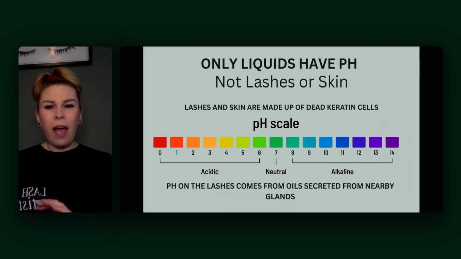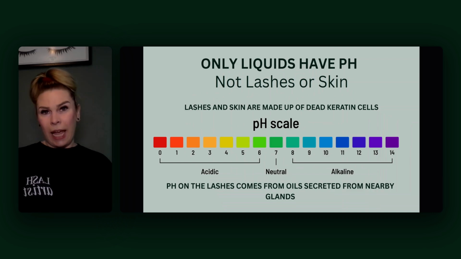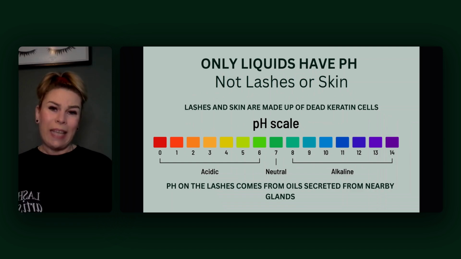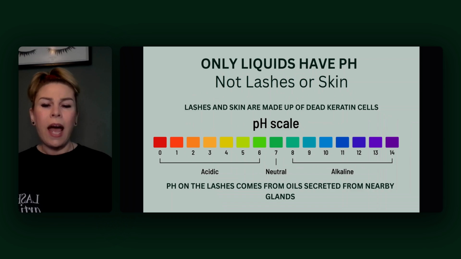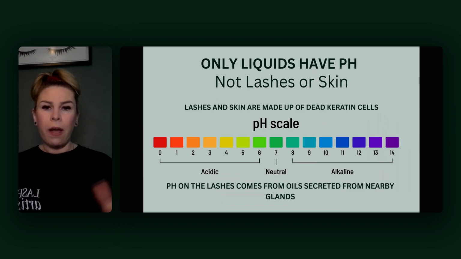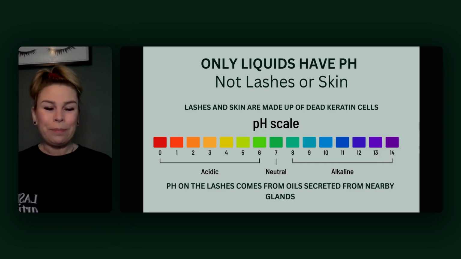Okay, so one thing to understand is only liquids contain pH. Okay, our lashes themselves, and same with the skin, do not have a pH balance. Lashes and skin are actually made up of dead keratin cells. So when we're talking about pH on the lashes, this is what comes from the oils that are secreted from the nearby glands. Okay, we've got glands all over our bodies that produce oil, and of course, we have them on our eyelids as well.